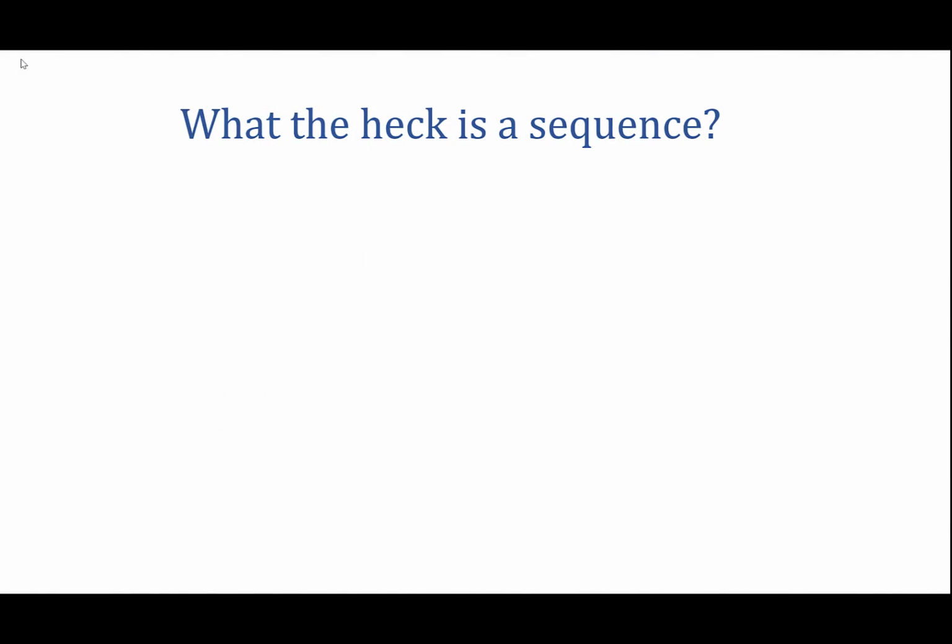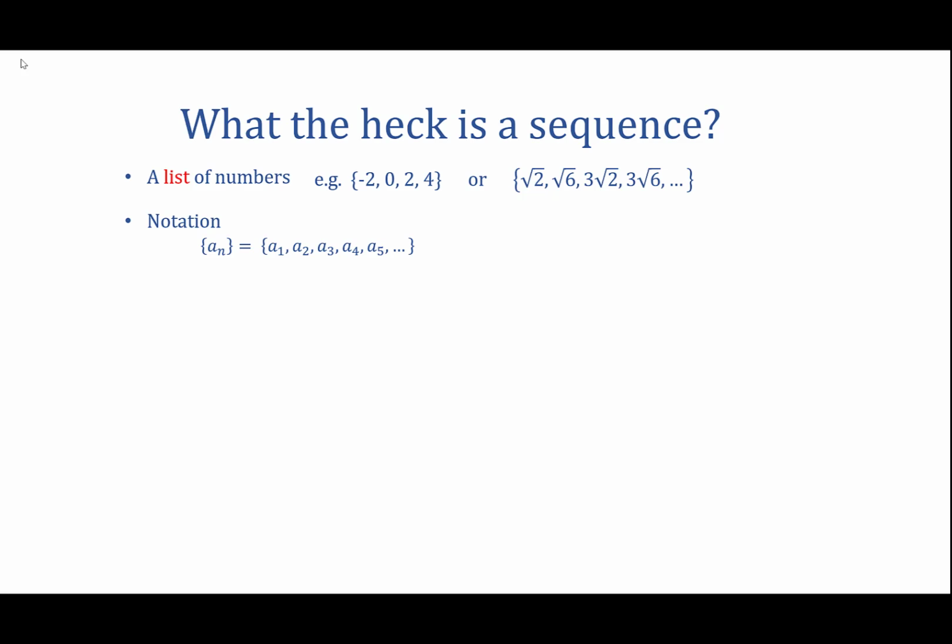So first of all, what is a sequence really? It's just a list of numbers. We can use brace brackets and commas to separate them. We often use the variable a to represent a term in the sequence, and we name the term by its rank, a1, a2, a3, and so on. So when we talk about the nth term of a sequence, n is the rank of that term.